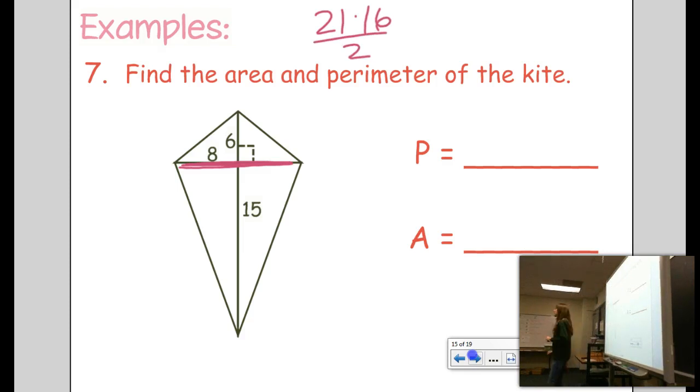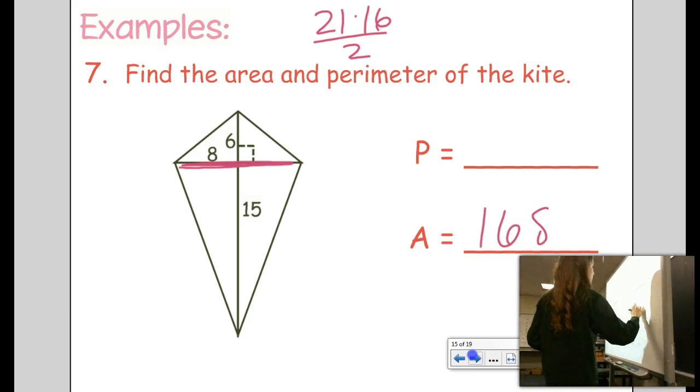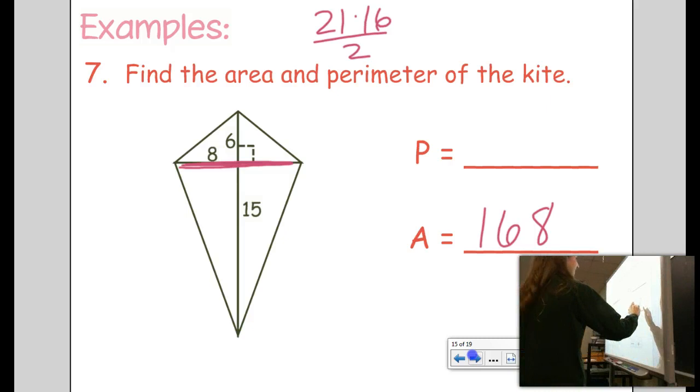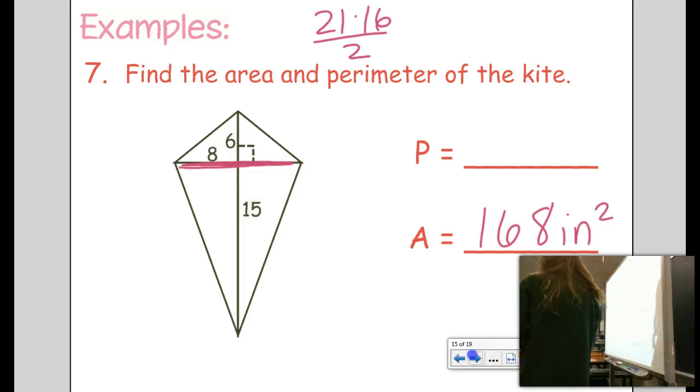Diagonal times diagonal divided by 2. Can you plug it in real quick, please? 21 times 16. So 21 times 8. What'd you get? Yes, 168 is the answer. I don't have units. Do you have units this time, guys? Okay. Inches squared.